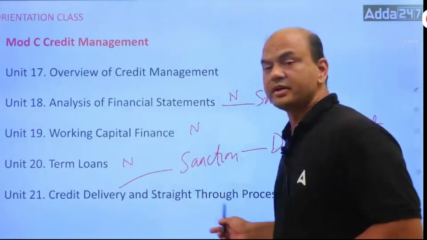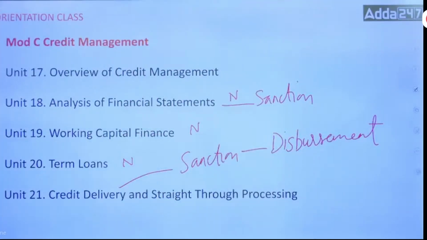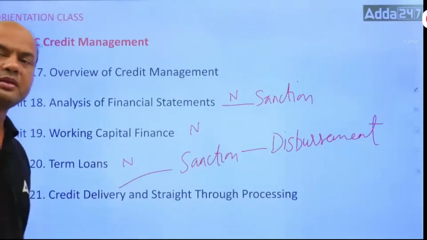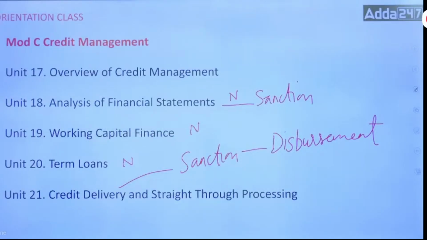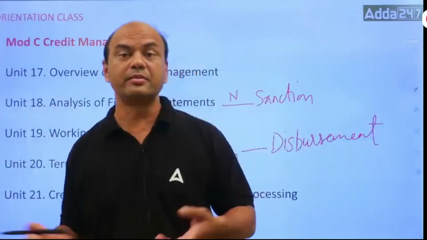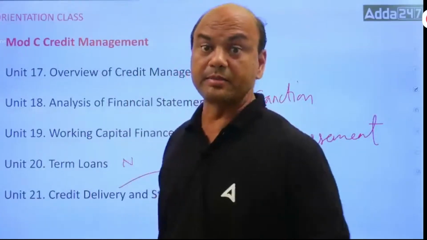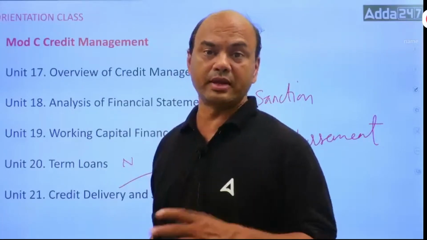Then STP, straight through processing. What is STP? Nowadays, everyone is going for STP for smaller loans. STP means straight through processing without the intervention of a human being. All the loans need to be sanctioned by computers, internet, directly machinery. That is STP. Machines have taken over a lot in banking.